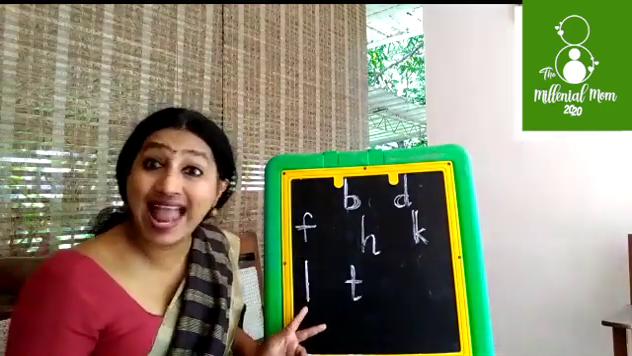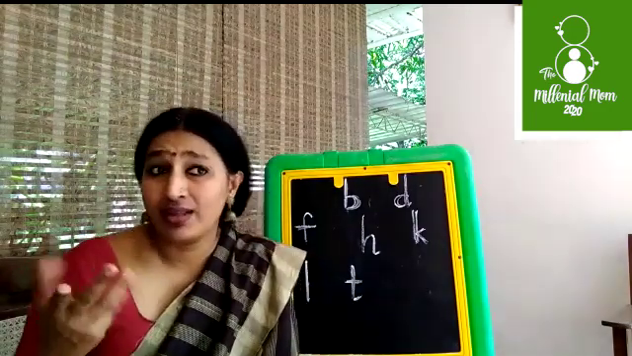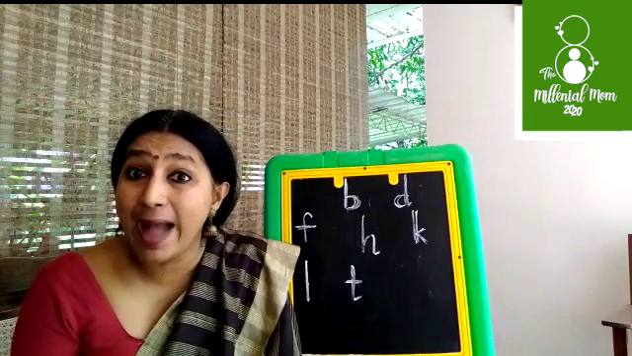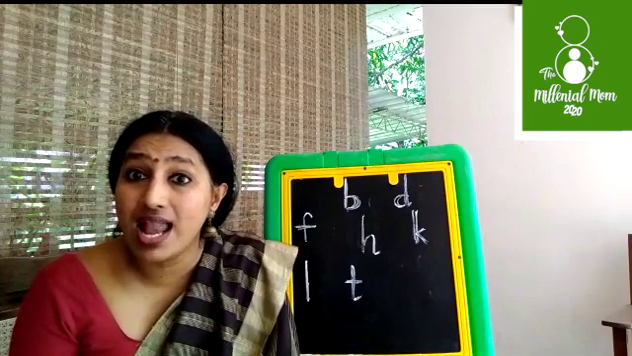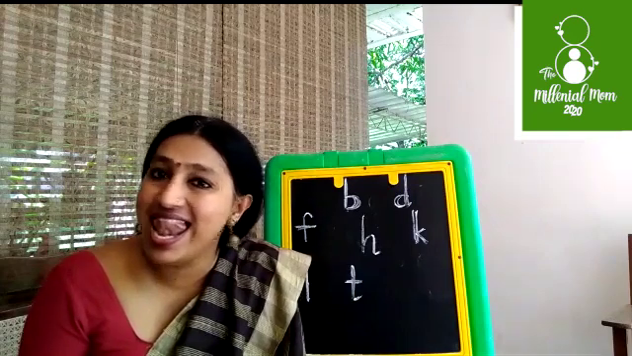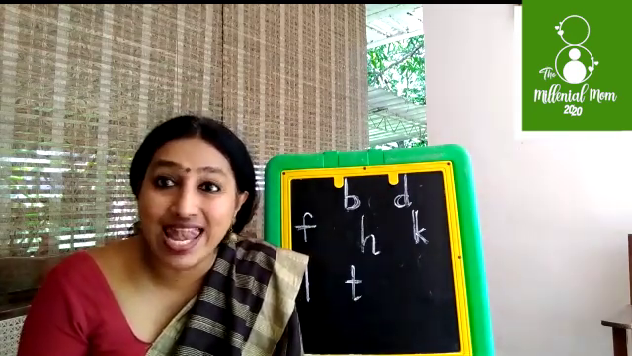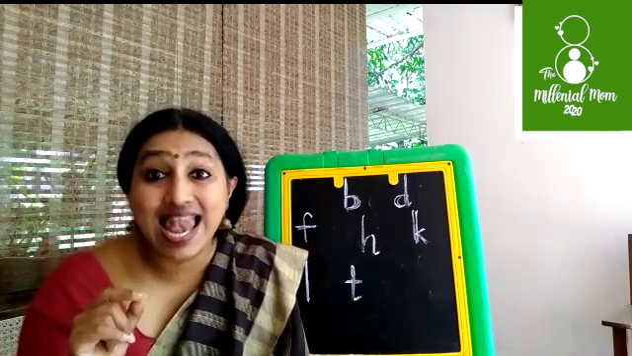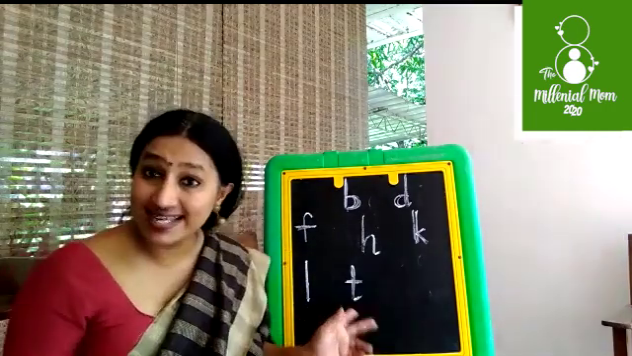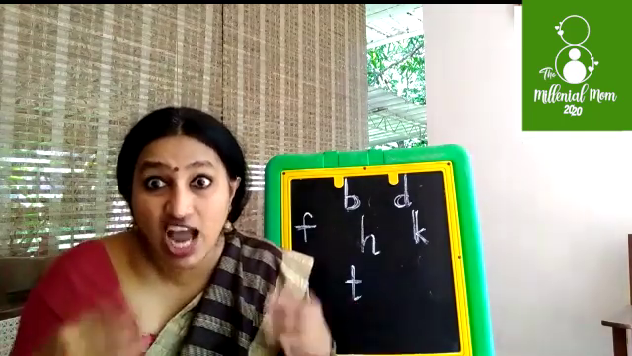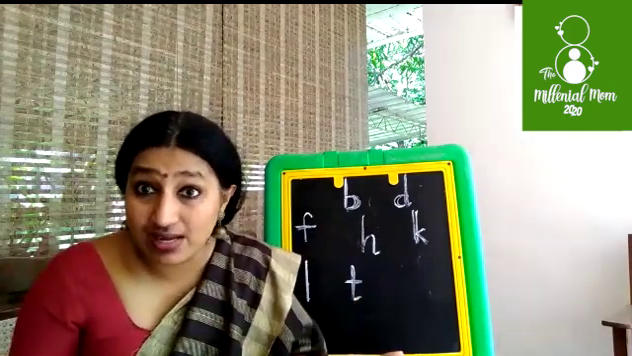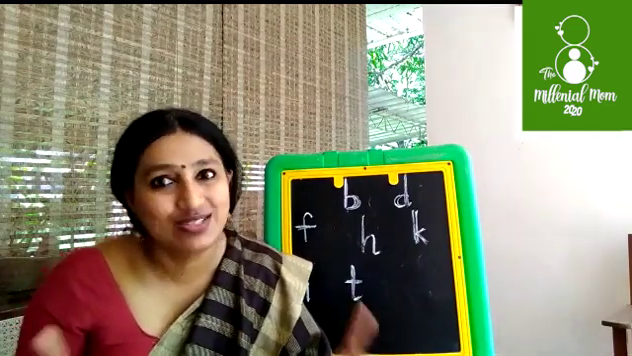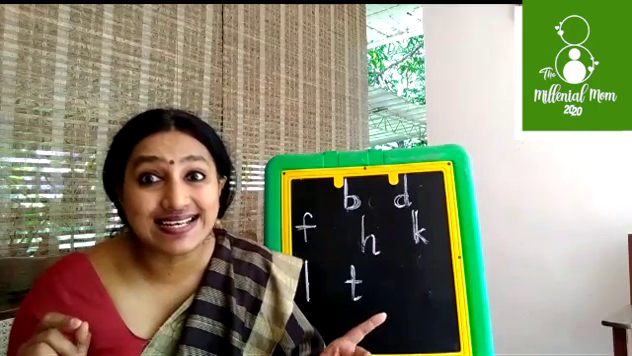And we have L. L for lamb. Lamb. L, l, l. What's the sound of L? Lamb. The sound of L is l. T for tiger. T for table. Tiger. So the sound of T is t, t, t.